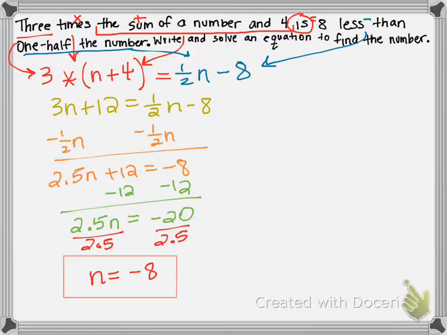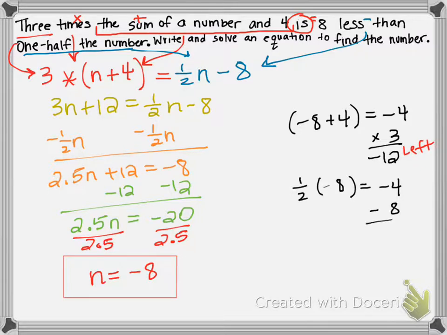So I thought, okay, well, the sum of this number and 4 is -4. And 3 times -4 is -12. So that's going to be what's on the left side. On the right side, I have to think 8 less than 1/2 the number. Well, half of that number, -8, is -4. And 8 less than that is -12. So notice that my left and the right do match. So this is the correct answer.